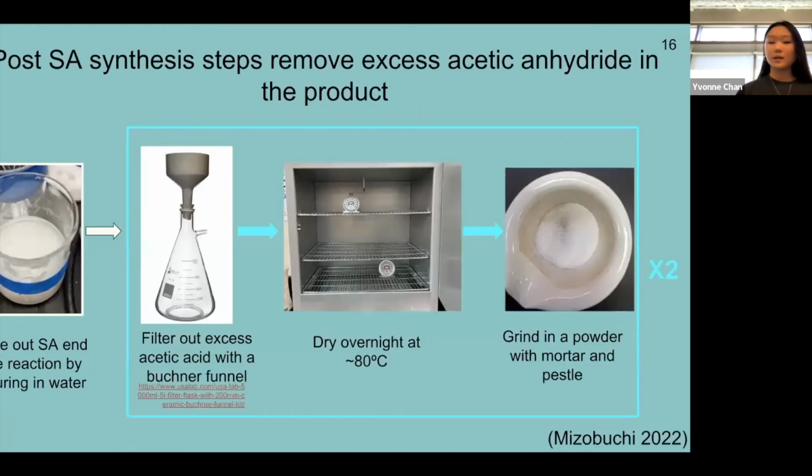So the final product after the reaction is milky white with a paste-like texture. To get rid of the remaining acid in the product, Buchner funnel filtration is used, and then the starch acetate is dried in the oven at 80 or 90 degrees Celsius overnight. Once dried, it is ground into a powder using a mortar and pestle. This process is repeated twice to ensure that only the starch acetate remains.